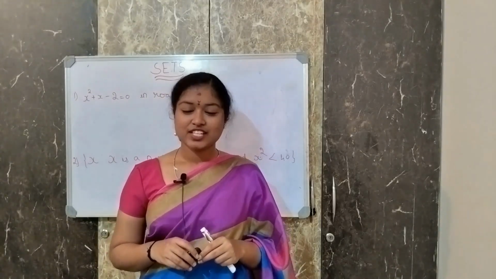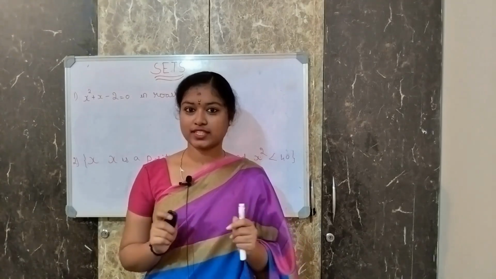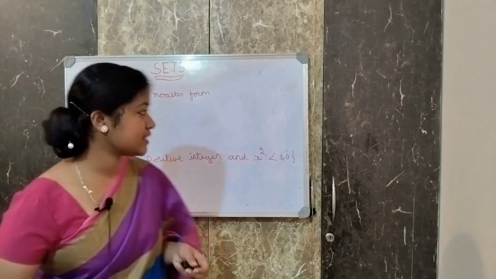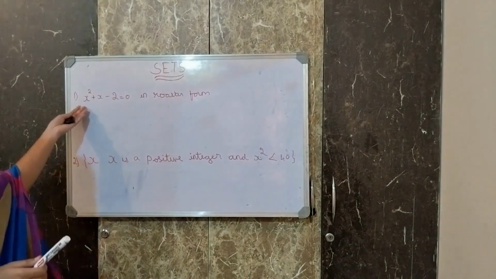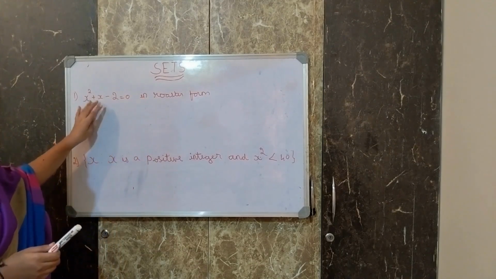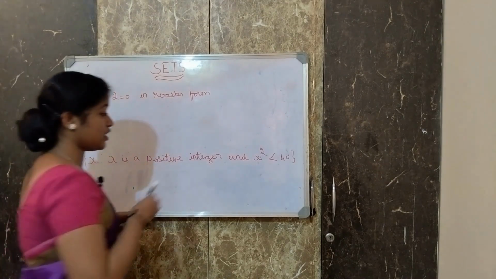I am Mohini. Whatever we have learned in the previous two videos, we will understand in a better way using the examples that are given. The first example is x square plus x minus 2 equal to 0. We have to represent the solution of this in the roster form. So first let's get the solution of this equation.